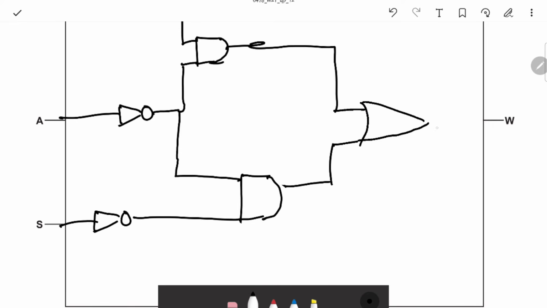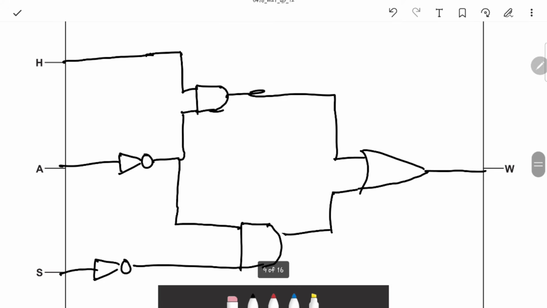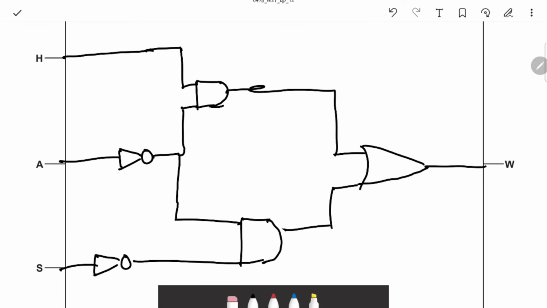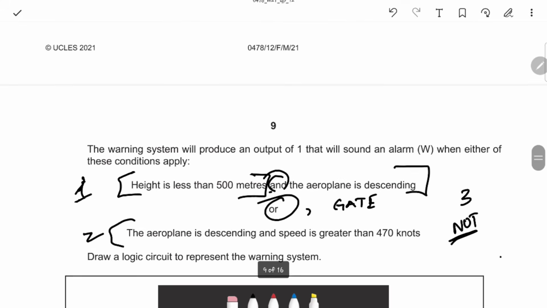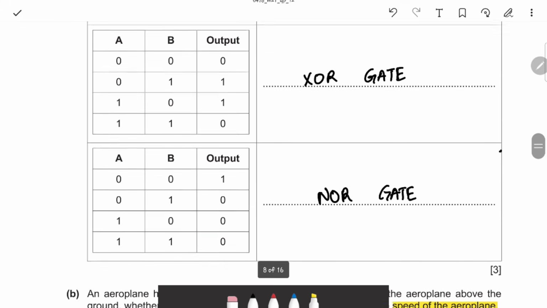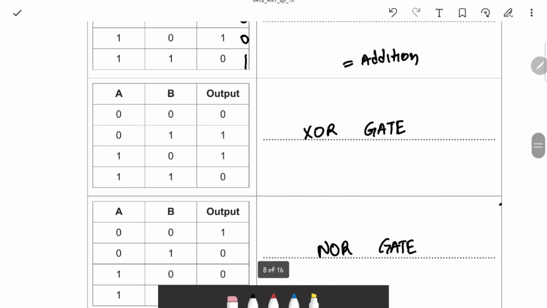For these types of questions, you can understand it. Now, there you go. That is how you do this question, and it's done. It carries a lot of marks, as you can see, 5 plus 3, so 8 marks just for this question. So it's very important to understand logic gates. Let's move on to the next question, so you can understand much better.